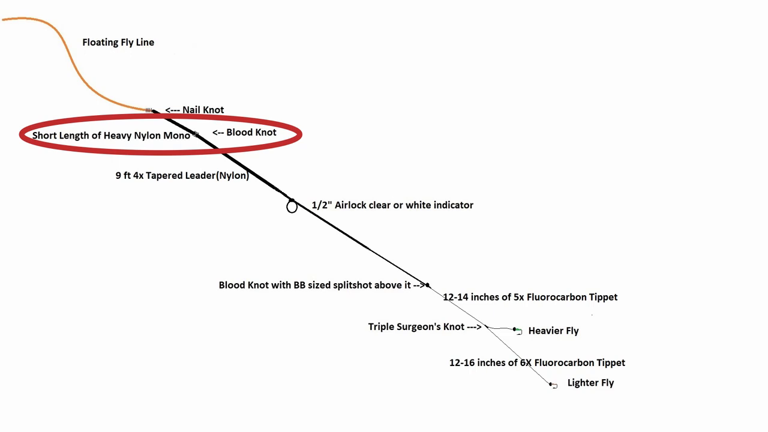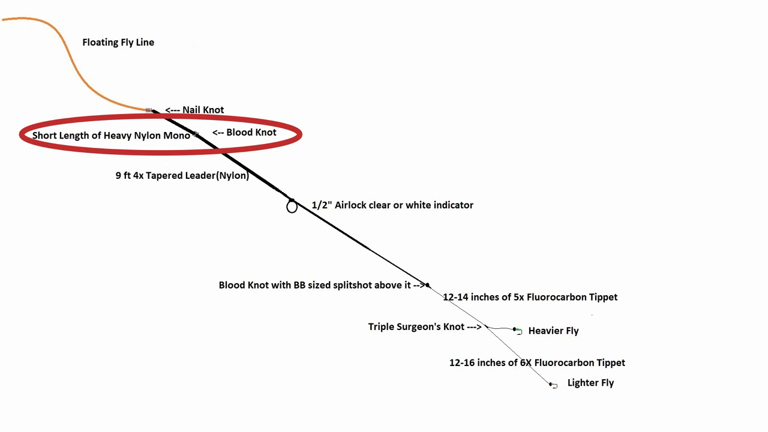And that way I can just tie a blood knot when I want to change leaders out and don't need to retie that nail knot. It doesn't really cause me problems going through the guides, and it's just a much less frustrating and quicker method for connecting my tapered leader to the fly line. So that's what I do.